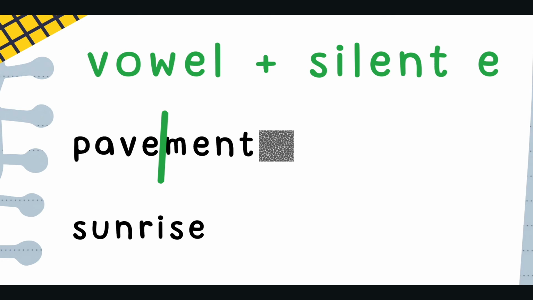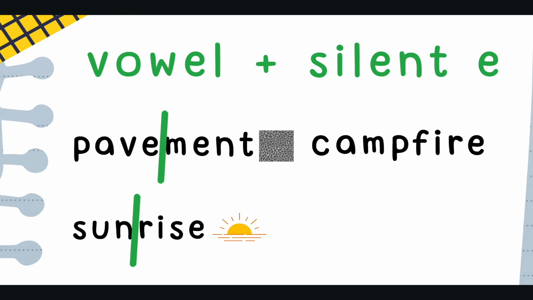What's this word? This one's tricky because the vowel and the silent E are on the end, so that's going to make that its own syllable, right? Yep, where would you swipe it? Yeah, I'd put it right there. Sunrise. Sunrise. Good. What about this one? Same thing. Yep. Where are you going to put it? Right there. Good. Campfire. Campfire.